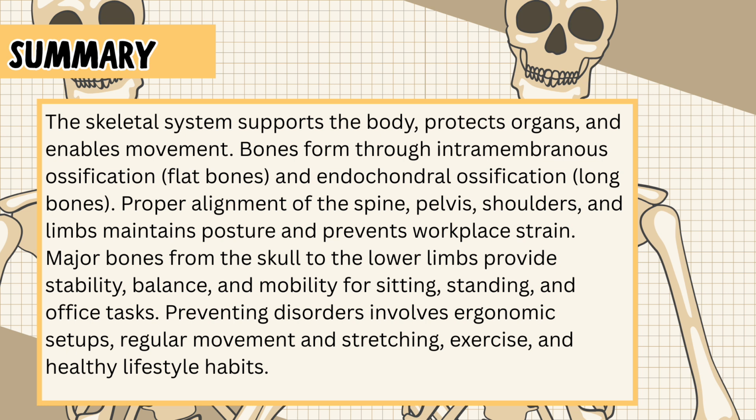To sum up everything we have discussed today, the skeletal system is our body's essential framework, providing the support, protection, and movement we need to live. We have explored how bones form through intramembranous and endochondral ossification and how proper alignment of the spine, pelvis, and limbs is the secret to avoiding the workplace strain we just discussed. From the skull down to our lower limbs, every bone provides the stability and mobility we need for our daily tasks. Ultimately, preventing these disorders is within our control through ergonomics, regular movement, and healthy lifestyle habits.